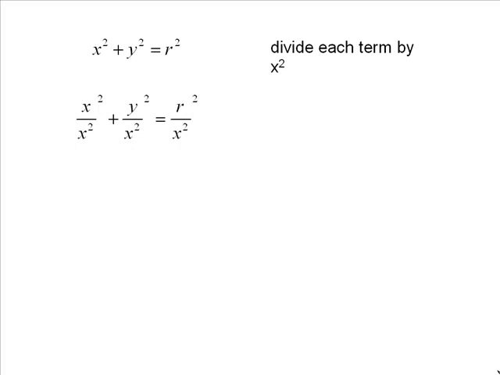Now, if you think back, you'll note that y over x is equal to tan, so tan squared when you square it. And then r over x would be, okay, be careful, x over r is cos, so this is the reciprocal of cos, so that's secant squared. So we end up with 1 plus tan squared theta is equal to secant squared theta. And that's the next identity.